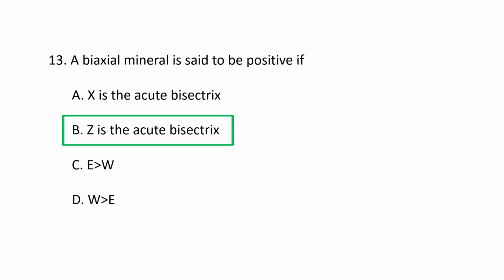A biaxial mineral is considered optically positive when the slowest principal vibration direction Z bisects the acute angle between the two optic axes.